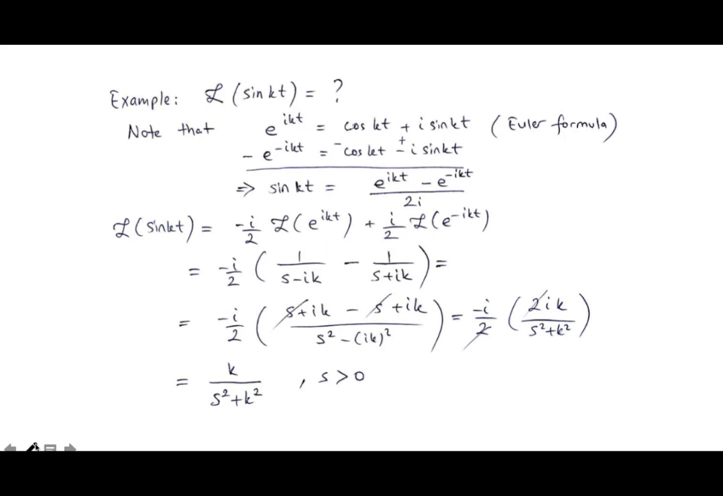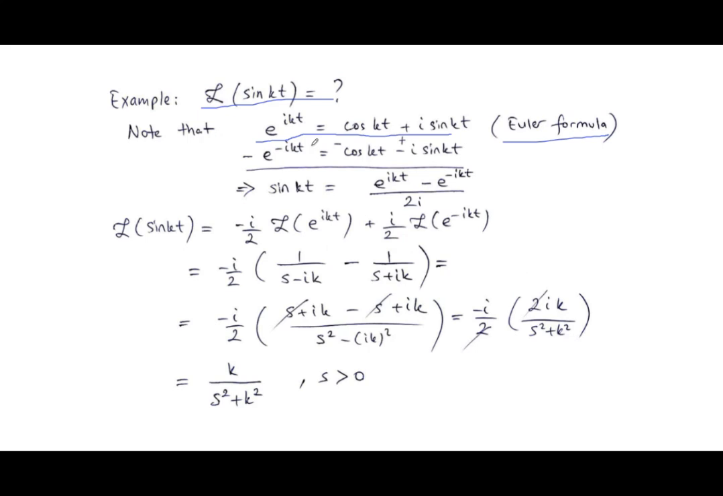Now, in this example, let's find out what's the Laplace transform for the sine function. It will be similar to the cosine function. First, we can use the property from calculus, which is known as the Euler formula. And this property makes the connection between the exponential and the trigonometric functions.